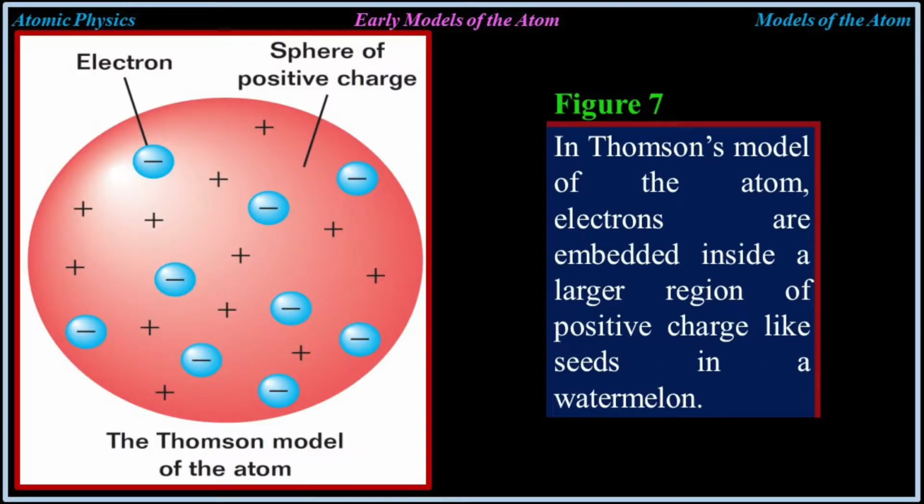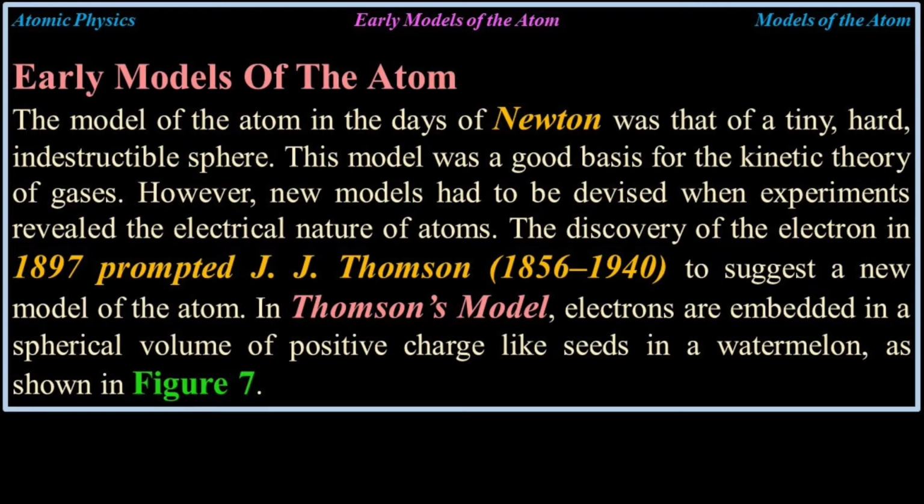In Thomson's model of the atom, electrons are embedded inside a larger region of positive charge, like seeds in a watermelon. That is the Thomson model. Early models of the atom. The model of the atom in the days of Newton was that of a tiny hard, indestructible sphere. This model was a good basis for the kinetic theory of gases. However, new models had to be devised when experiments revealed the electrical nature of atoms.